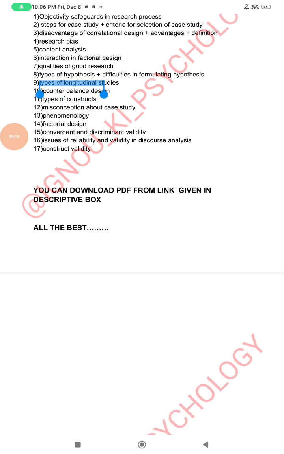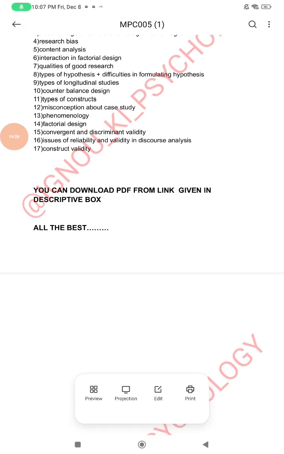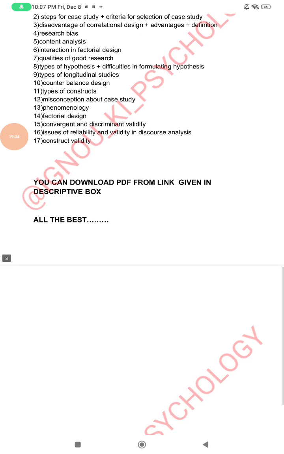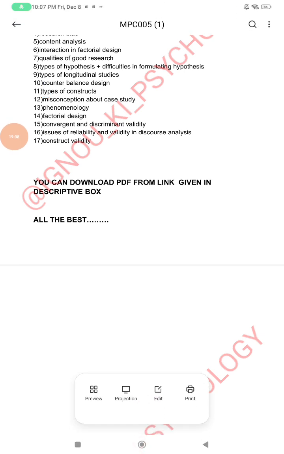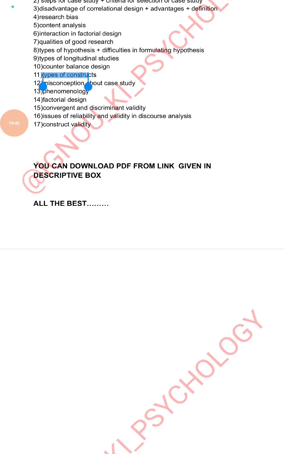Question number 9. Types of longitudinal studies. Longitudinal studies, basically we conduct over a period of time. They are longer duration studies. Its types involve panel study, retrospective study, cohort study, etc. You have to mention. Question number 10. Counterbalance design. Again, this is related with research designing. Question number 11. Types of construct. We have already seen the concept of what is construct, mention their types.